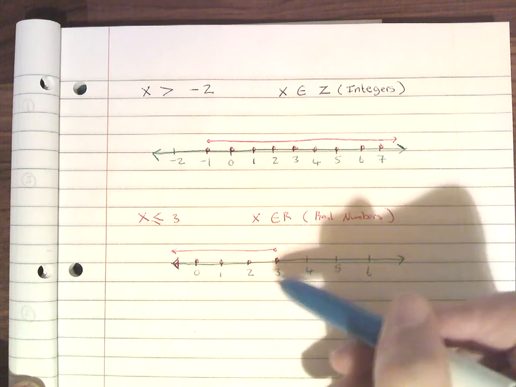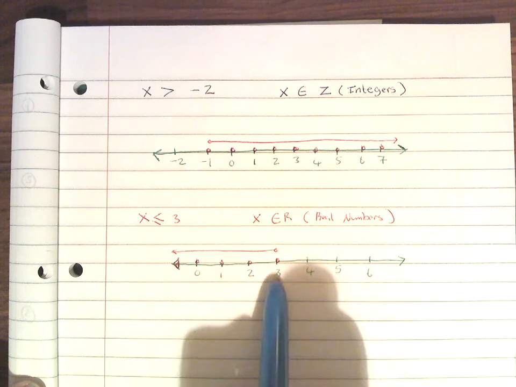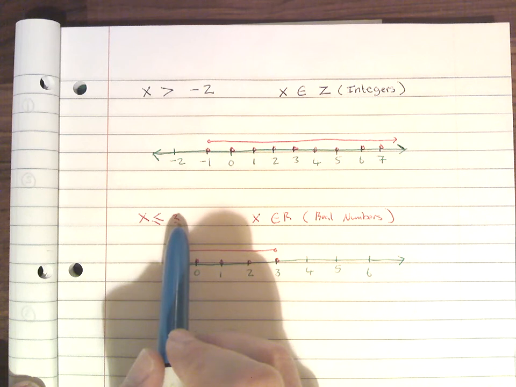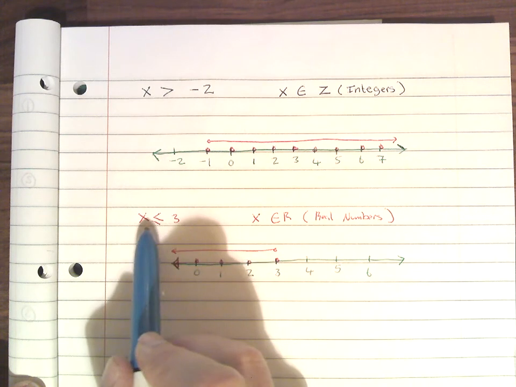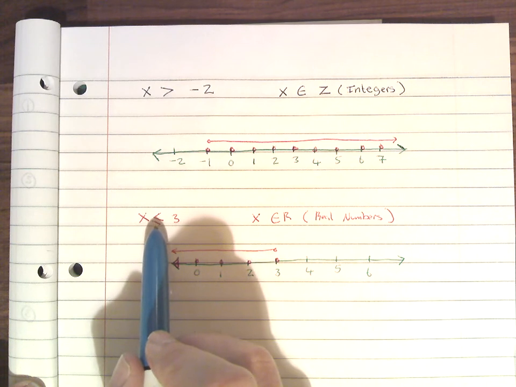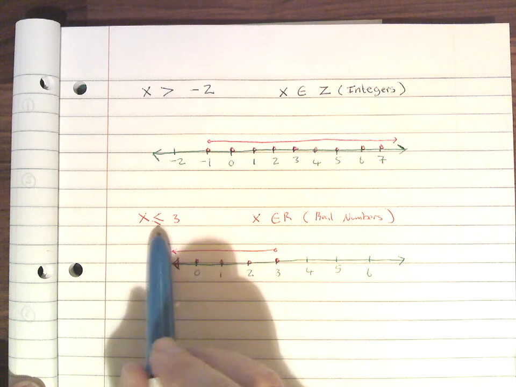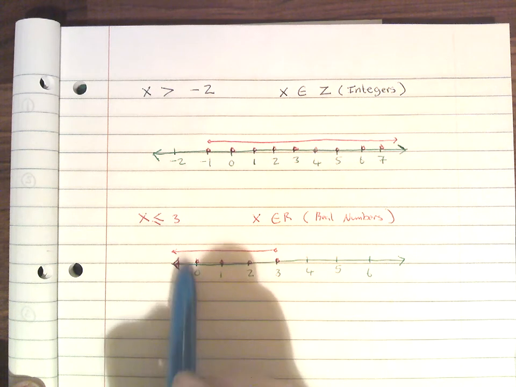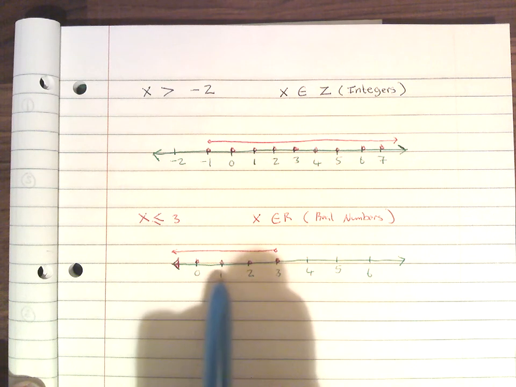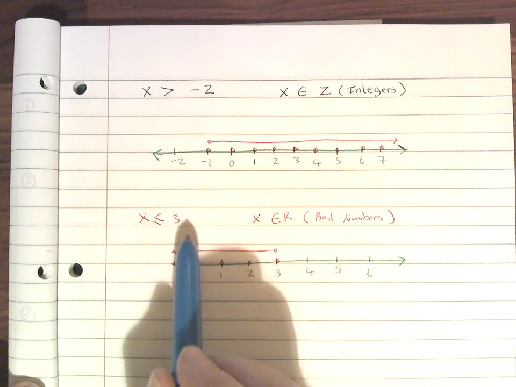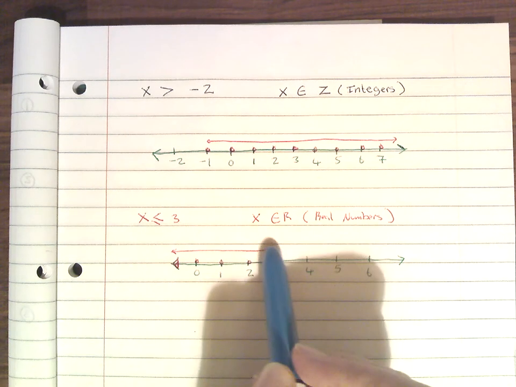For example, if I replace x with 3, then 3 is equal to 3. If I put in the value 2, where x is equal to 2, then 2 is less than 3, so that satisfies it. If I put in 1, 1 is less than 3. If I put in 0, 0 is less than 3. So all of these numbers here satisfy this inequality. And remember, x is a real number.